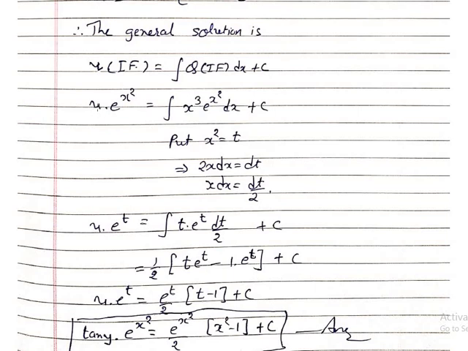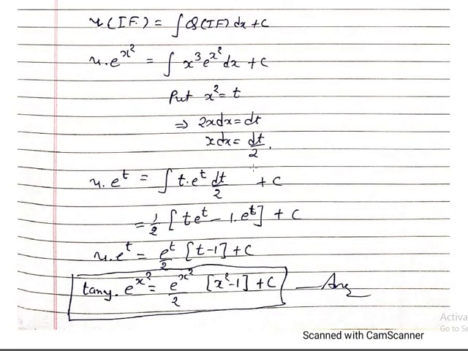So u into e raised to x square is equal to integration x cube into e raised to x square dx plus c. Now this function is not directly integrable. So we are going to put x square is equal to t, and that will give 2x dx is equal to dt. So you have x dx is equal to dt upon 2. Then that will give u into e raised to t is equal to integration t e raised to t dt by 2. Here we are separating x square into x. So x square is t and x dx is dt by 2.